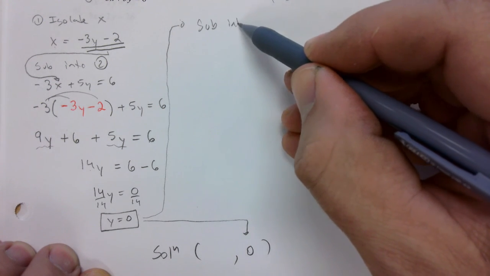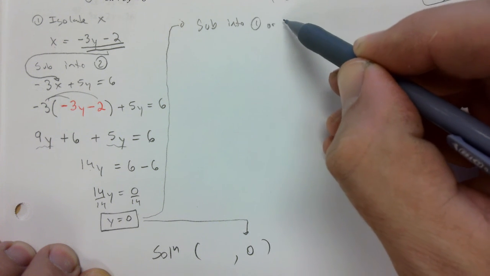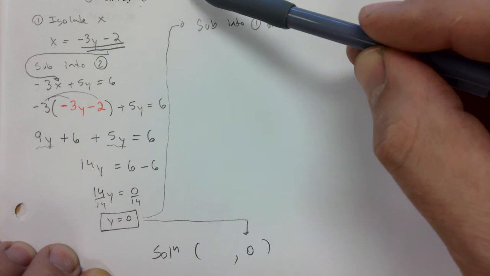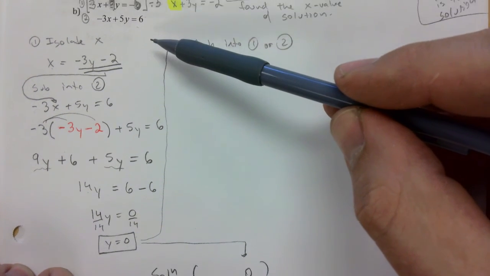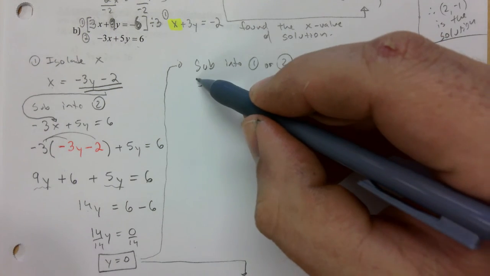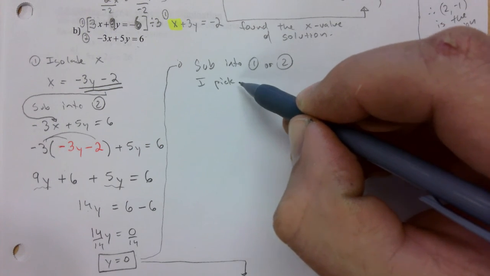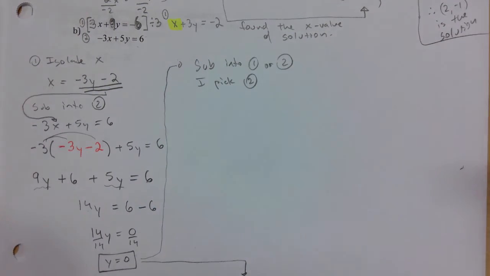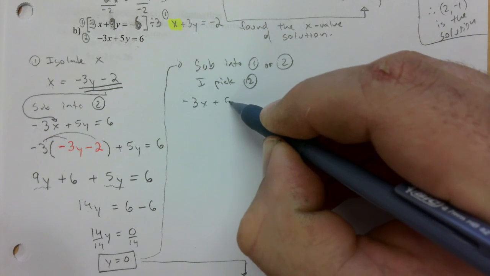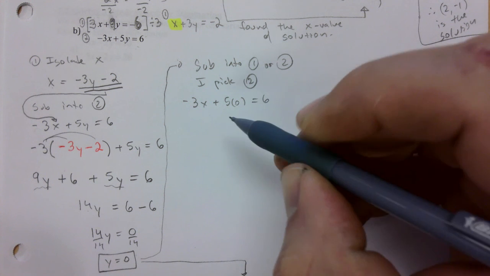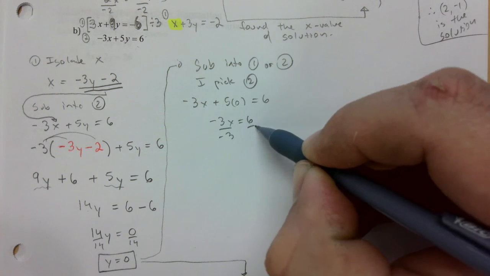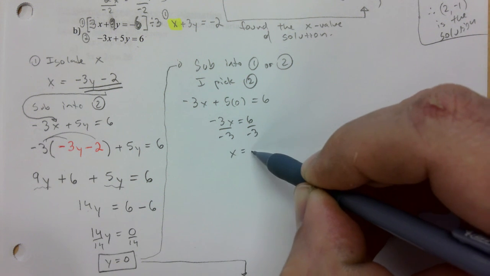Sub into 1 or 2. You can choose which one you would like to plug the y equal to 0 into. Sorry, I can't see that. Either one of them. I will purposely pick the second one this time. So it's -3x plus 5 times 0 is equal to 6. That's negative 3x is equal to 6. Divide both sides by negative 3. X is equal to negative 2.